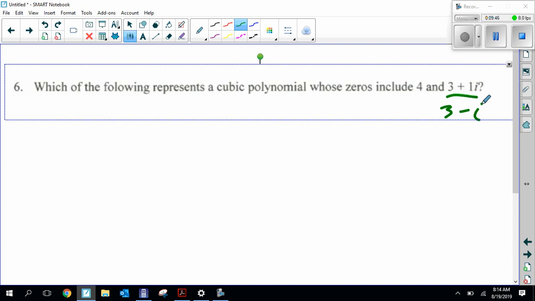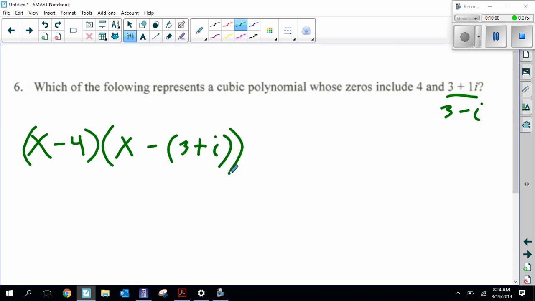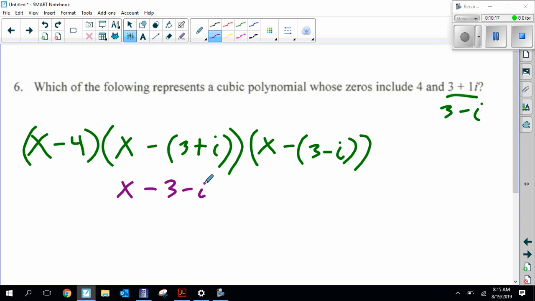So if we write that out, if 4 is a 0, that means x minus 4 is a factor. 3 plus i is a 0, that means x minus (3 plus i) is a factor. And then same thing with the other one, x minus (3 minus i). We want to get rid of these extra parentheses, so distribute this negative on both of these.